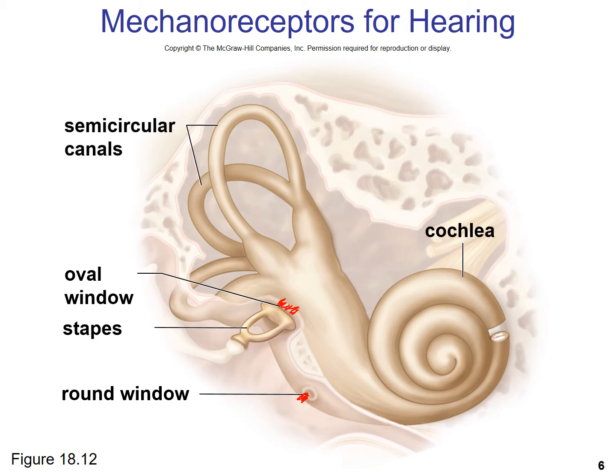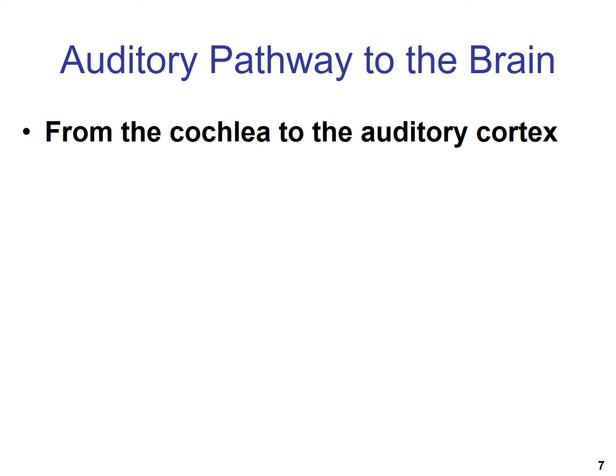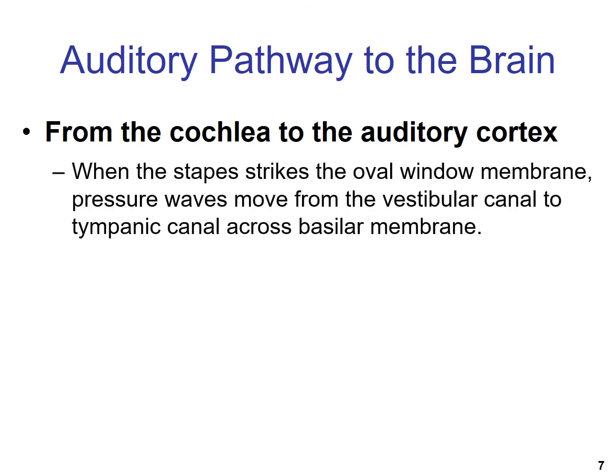So these are the semicircular canals, and I want you to notice again that each semicircular canal has what's called an ampulla at the bottom of it. So where does the data go then? Well, as the cochlea gets stimulated, it sends nerve impulses to the auditory cortex.